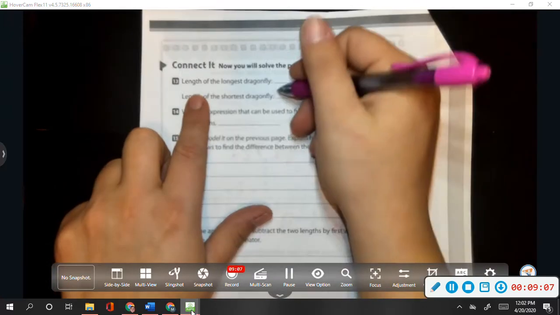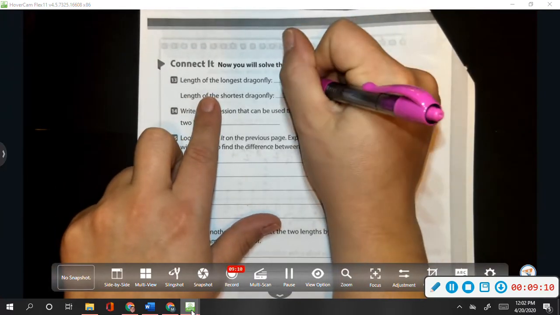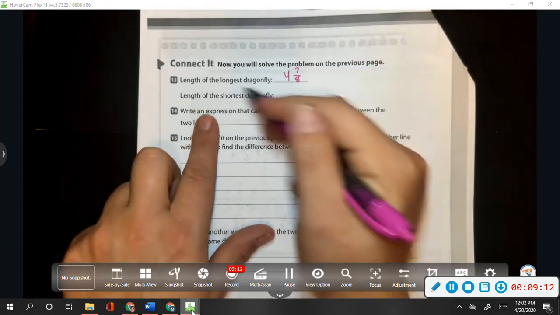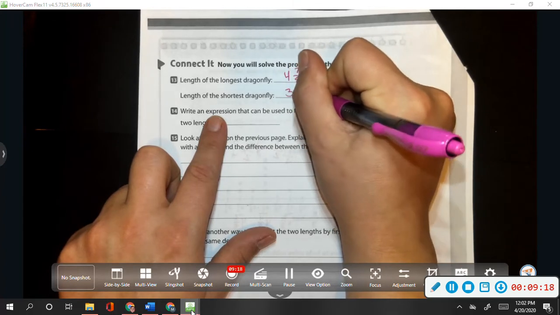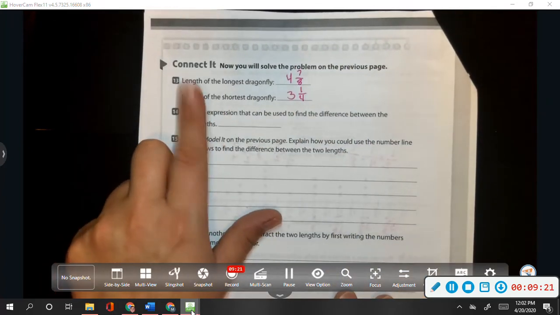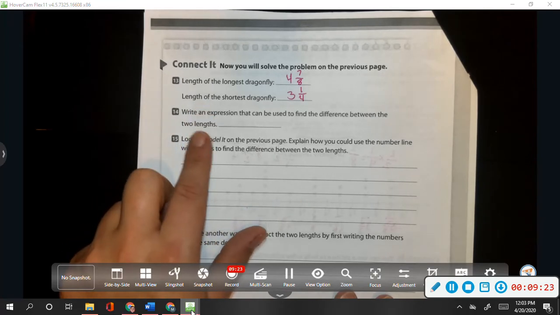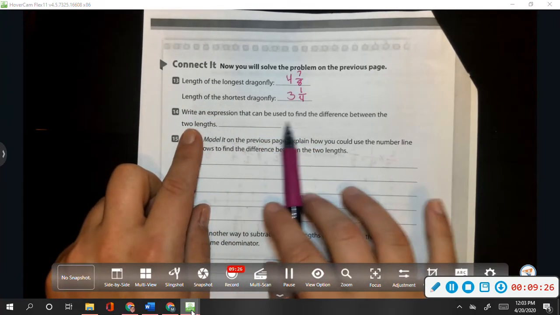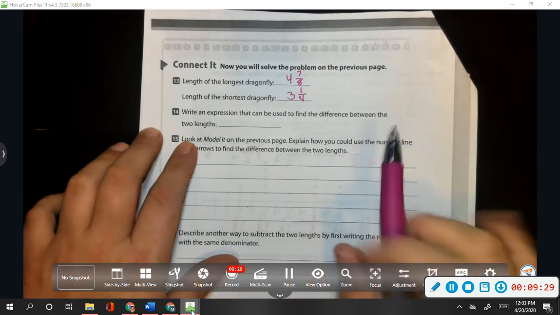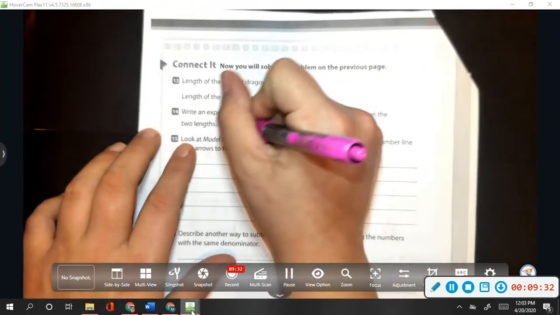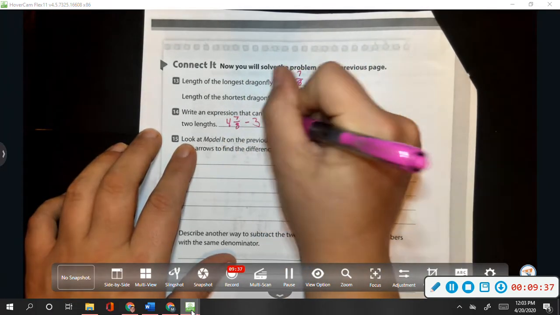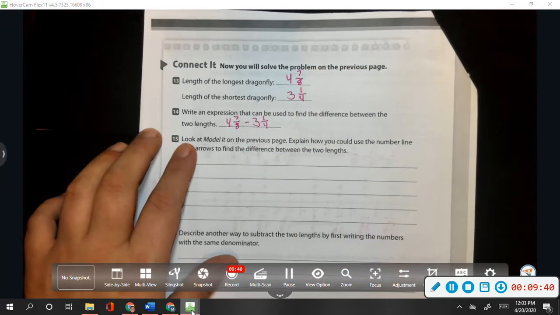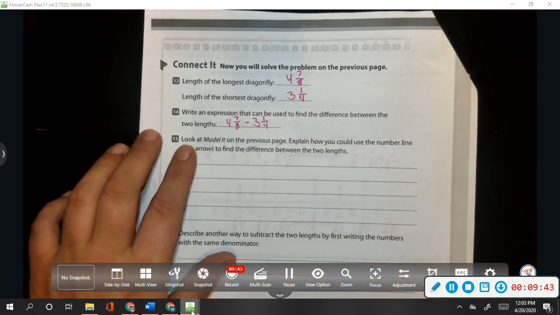Let's break it down. The length of the longest dragonfly was 4 7/8. The length of the shortest dragonfly was 3 1/4. That's just getting the information from my line plot. Number 14 says write an expression that can be used to find the difference between the two lengths. Well, without using the number line, we would just use our standard algorithm for subtraction. And we would have 4 7/8 minus 3 1/4.